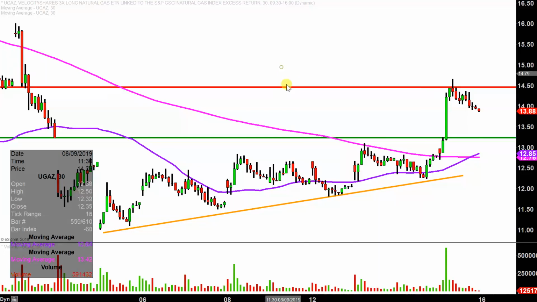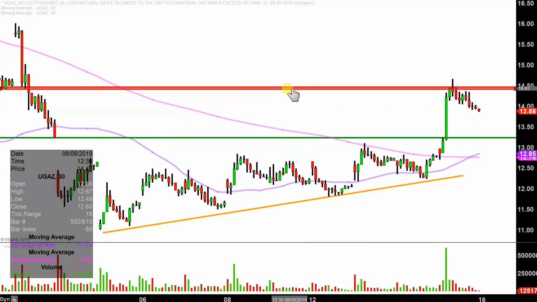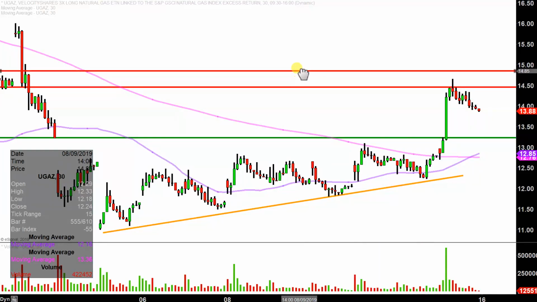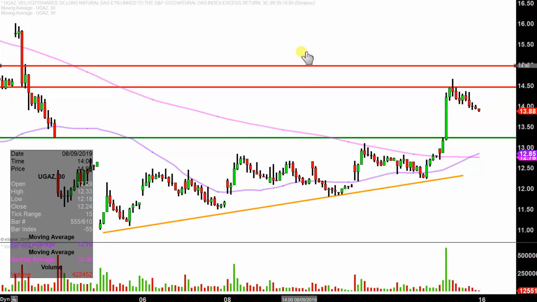If the price can push up through $14.50, the next key overall level after that is right up there around the $15 mark. But all in all, the breakout is underway. Now it's just a question of can the price build upon this breakout going forward. Let's see if the price can start to make progress or not.